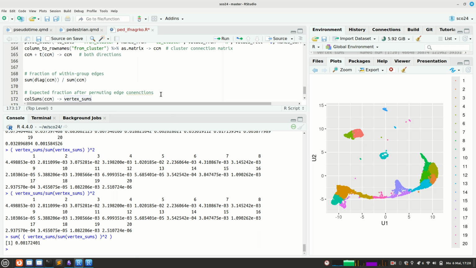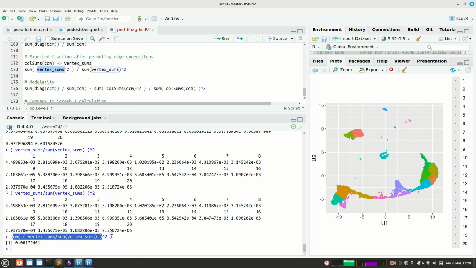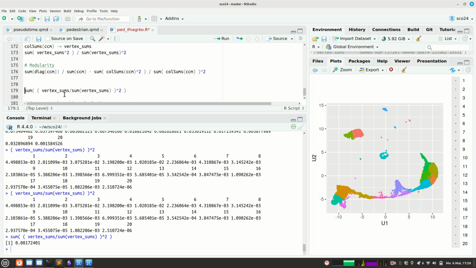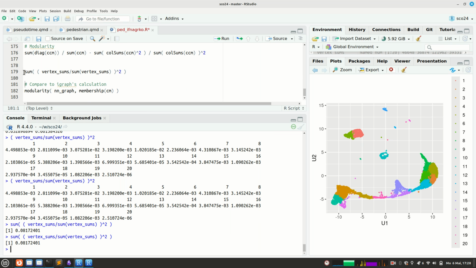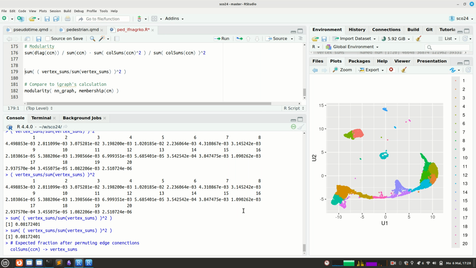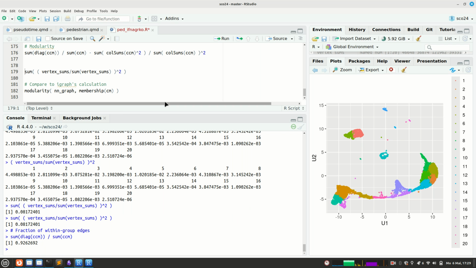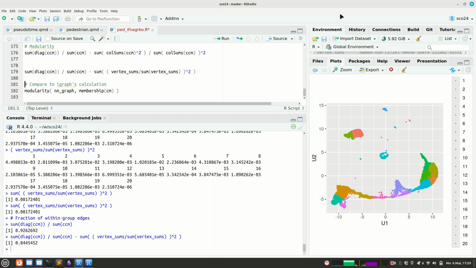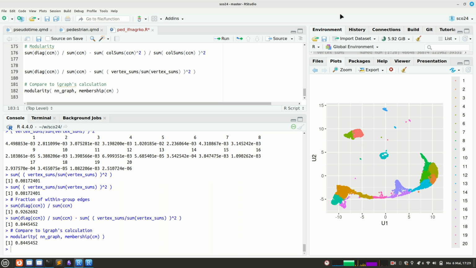And now with this, we can take this thing here, saying this is the probability that in a randomly permuted graph, a given edge connects two vertices of the same cluster. And that thing with the diagonal, what we had before, this is the fraction that we had before. And so the difference between the two, that's the modularity score. And this is exactly what iGraph reports to us. And so now you've seen that our core element that we need is this CCM matrix.